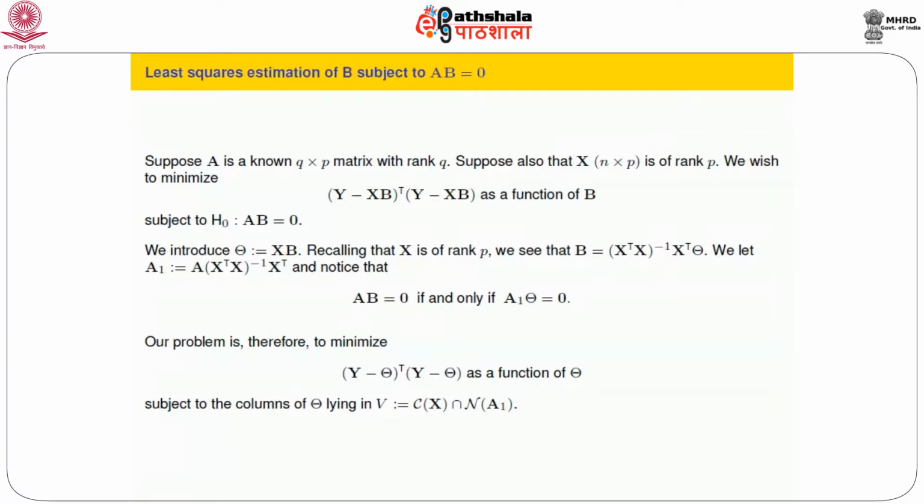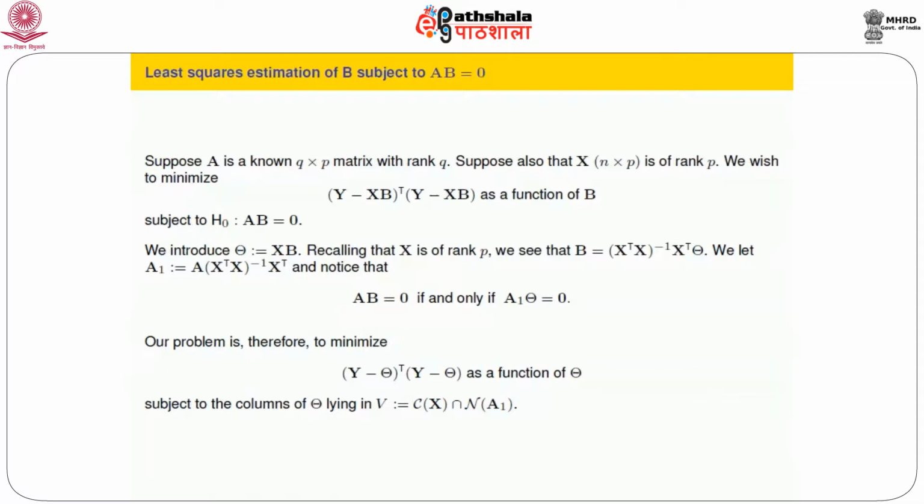We have seen earlier that in the unconstrained minimization, the column space of X played a very crucial role. Now the same role is expected to be played by V. But the problem is technically much harder. Why? Because for the column space of X we have a neat expression for the projection onto this space, but now we have to handle this space V. So even before finding an expression for the quantity we are looking for, we see that the unique least squares estimate of theta subject to AB equal to 0, or equivalently A1 theta equal to 0, is given by PV Y.